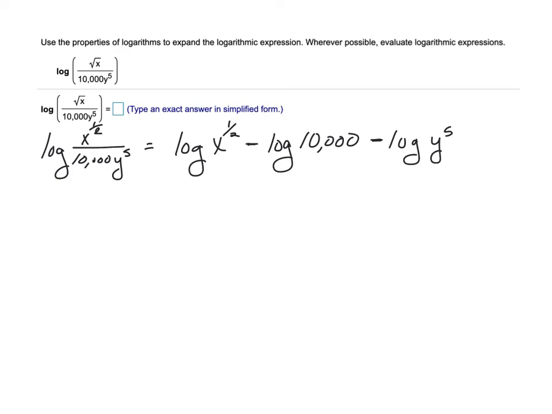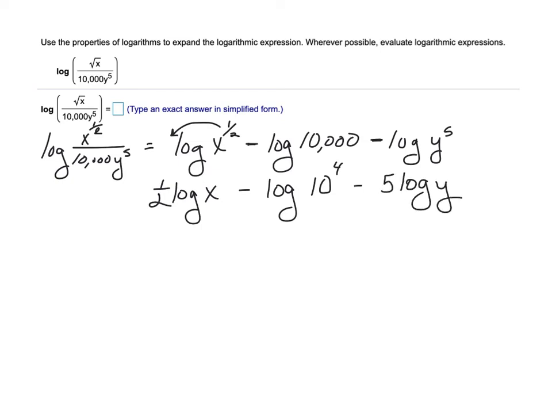Okay, so from here, let's look. We can bring the 1/2 down in front. And there's not much else we can do with that. Notice the log of 10,000. If you wrote that as a 10 to a power, that would be 10 to the 4. Just a hint, when you raise 10 to a power, the number of zeros is the exponent. And we can bring the 5 down in front here.